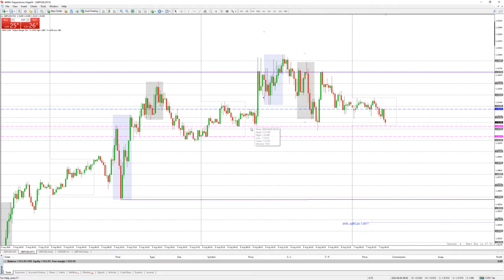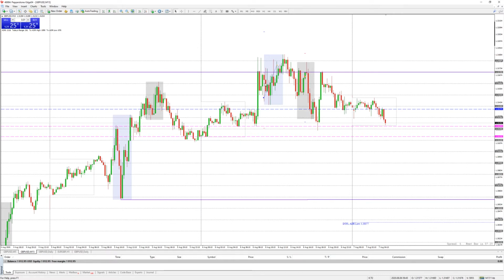So other than that, you had this level here. You see again, almost the same kind of look. And this is also the opening price of the day. You see price opened here, went up a little bit, came down to test it, and then went up. So I will still consider this an interesting level.